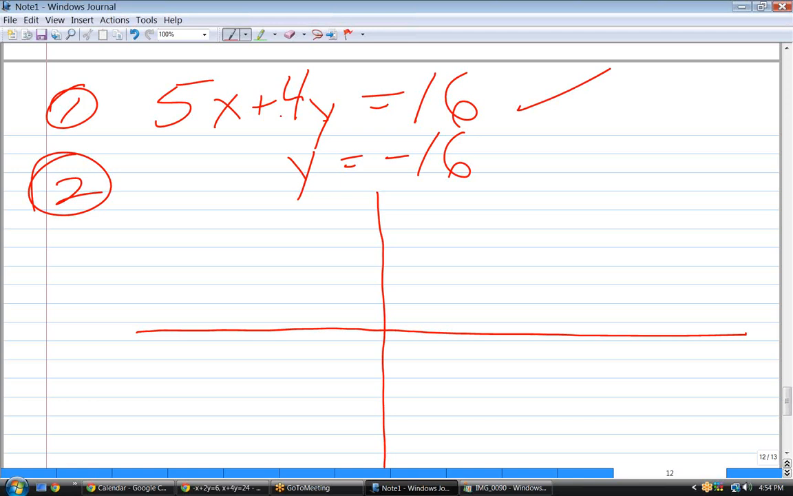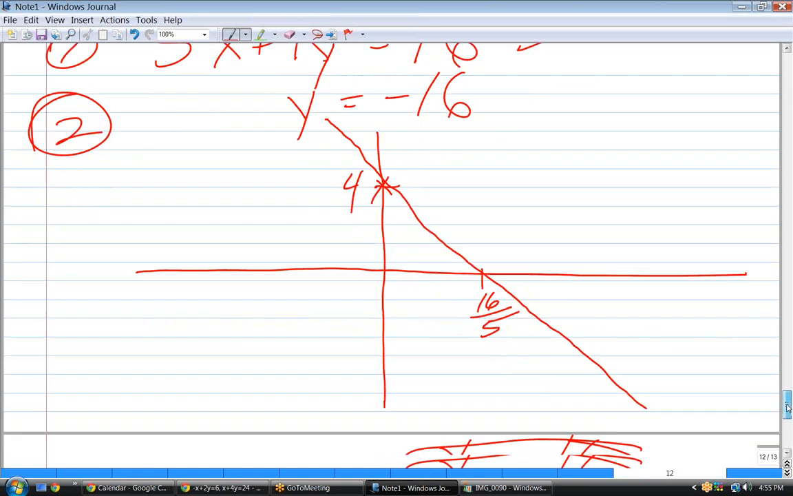Remember, the y-intercept comes when x is 0. So the y-intercept's got to be 4. You see why? In other words, if I make x 0 and solve this equation, I get y equal 4. That tells me that the equation of that line goes through that point. And then the x-intercept is where y equals 0. So if I let y equal 0 and solve this, I get x equal 16/5, which is right about there, slightly more than 3. Okay? So that's the equation of that first line.